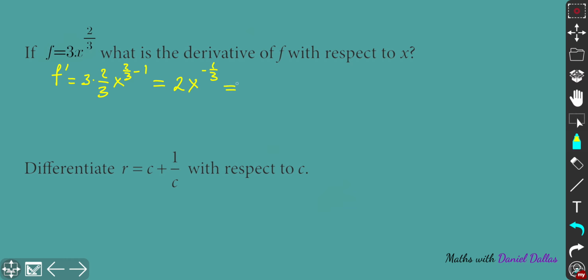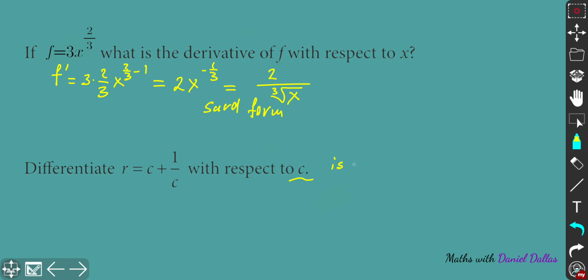So if you like, you can rewrite it in the cube root form, and it's going to be 2 over the cube root of x. So just make sure you remember how to work with indices. That's the key aspect here, or a key skill that you can pick up from GCSE. If you're not sure, just go back to GCSE where you can find that and watch how to work with indices. Okay, so differentiate with respect to c. In this case, c is not a constant, but a variable.